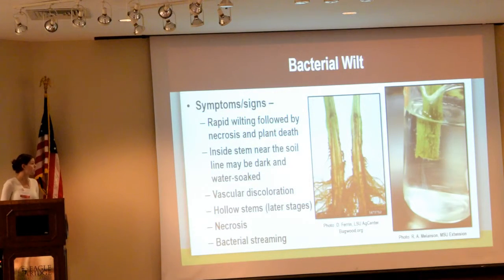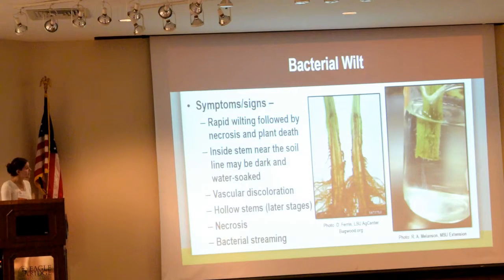Symptoms and signs: while you have wilting that occurs in many tomatoes, with many tomato diseases, wilting that occurs due to bacterial wilt is often very rapid, and you have necrosis and plant death that follow. Inside the stem near the soil line, you can have dark water-soaked areas, and then when you cut that stem open, you can have vascular discoloration. Later stages may result in hollow stems, and you can also have necrosis and bacterial streaming.